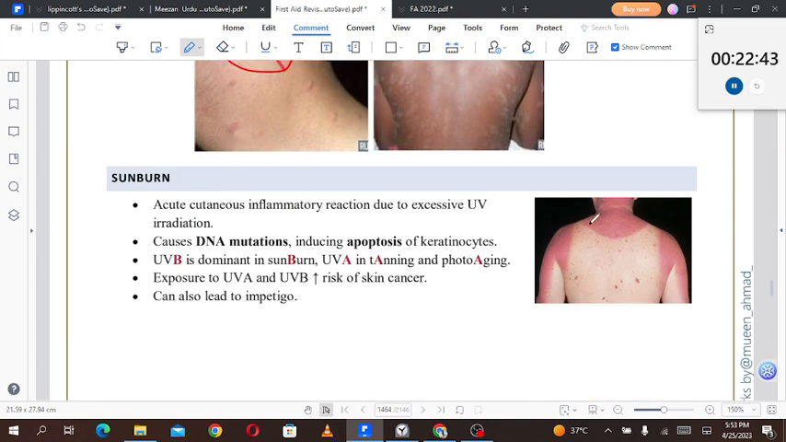What is sunburn? Here you can see the sunburn. The person would definitely be wearing some vest or maybe a tank top. So he has the distribution of the sunburn in the areas which were exposed.